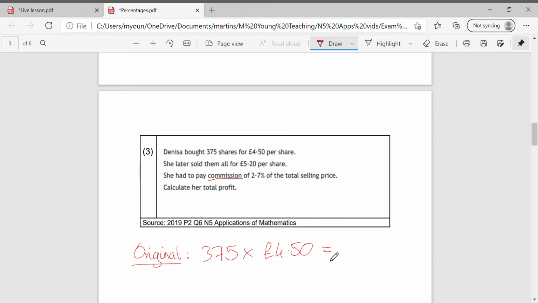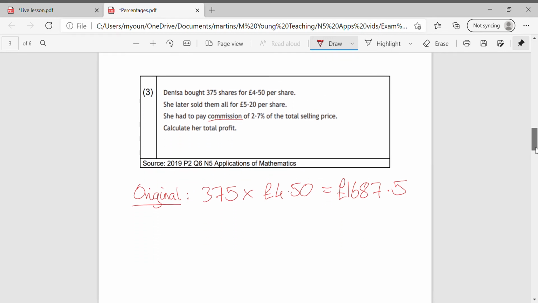375 times £4.50, or just 4.5. That's going to give you 1687.5. Okay, so that's what she bought them for. Okay, now let's work out what she sold them for.